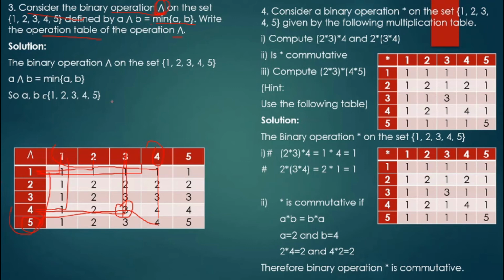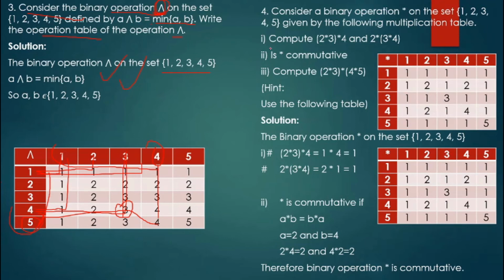So I guess this is clear. We have written the given. Normally the sets in the previous questions were all sets like natural numbers, real numbers. Here we have a finite set which has values from 1 to 5. Okay, next question 4. Consider binary operation star on set {1, 2, 3, 4, 5} given by the following multiplication table.